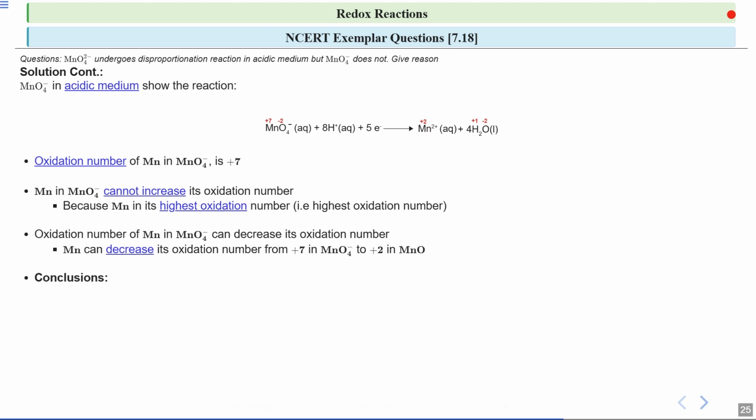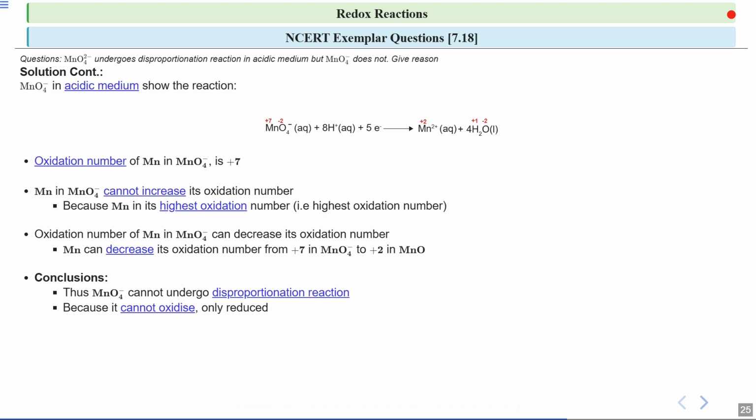Finally, we can conclude that MnO4- cannot undergo disproportionation reaction because the oxidation state is not intermediate but the maximum one. It can be moved on to a lower one, but it cannot be moved on to a higher oxidation state.